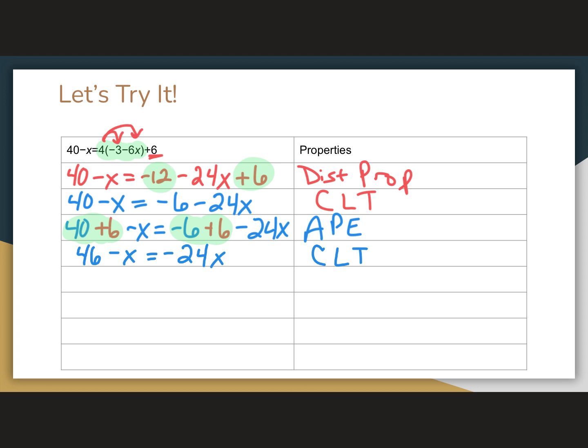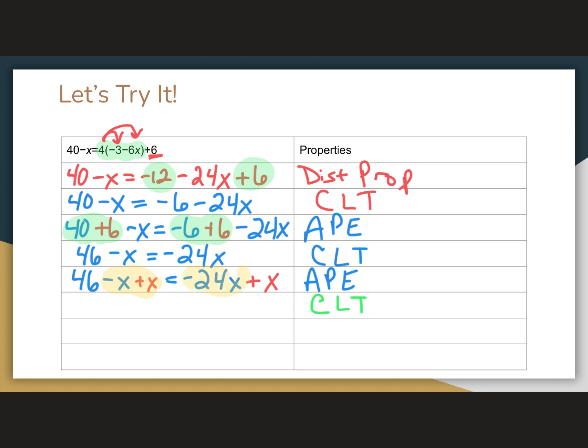Okay, so my next step is going to be, I'm going to use my addition property of equality to add x to both sides. So I have 46 minus x plus x equals negative 24x plus x. So my next step's again going to be to combine like terms. And I can see that here I've got negative x, positive x. Those are going to go away.